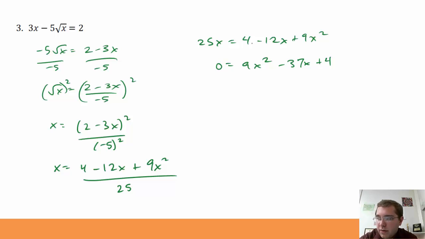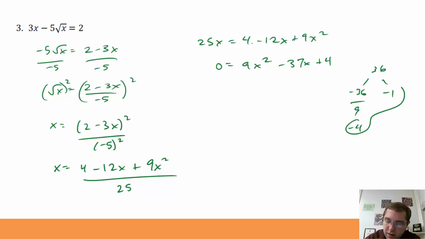So then I want to factor it. So I take 9 times 4, that's 36. I find factors of 36 that add together to give me negative 37. How about negative 36 and negative 1? I divide one of them by 9. Well, 9 goes into negative 36. That gives me negative 4. So I've got negative 4 and negative 1. I divided by 9 on one of them and nothing on the other one.